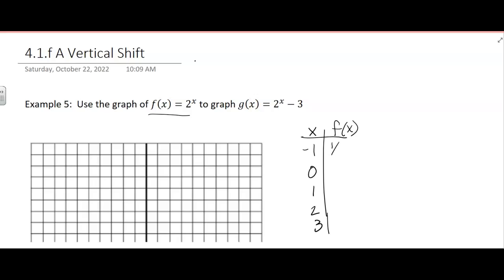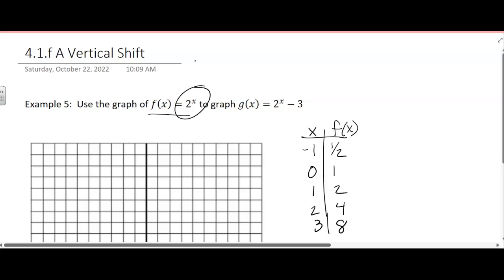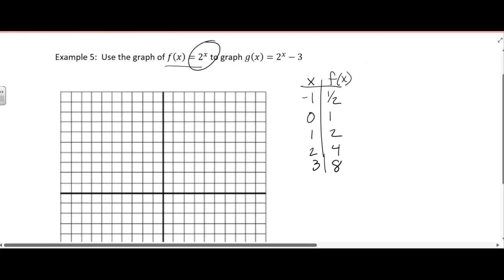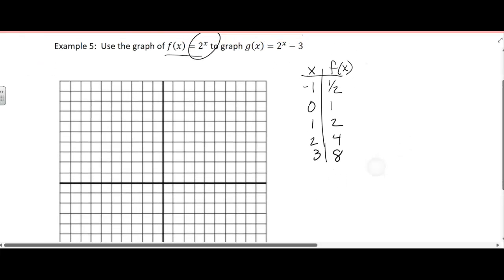And if you plug in -1, you're going to get 1/2, 0, 1, 1, 2, 2, 4, and 3, 8. Think about raising 2 to those exponents, right? That's what exponential functions do. And then, sorry about that. And then, well, let's just graph this first.